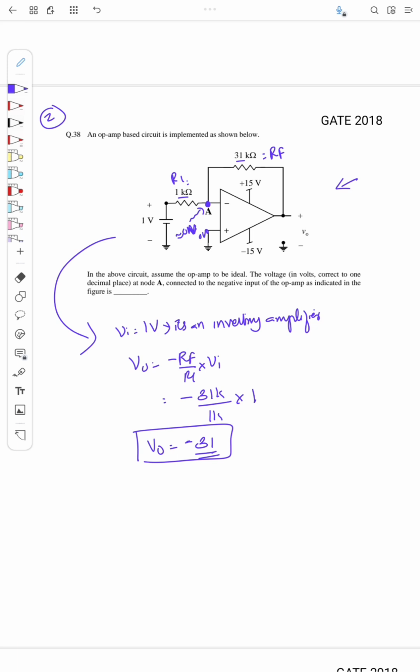Now if you carefully see here, I will just draw this circuit again.